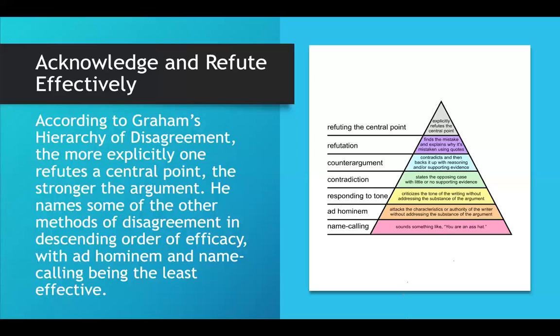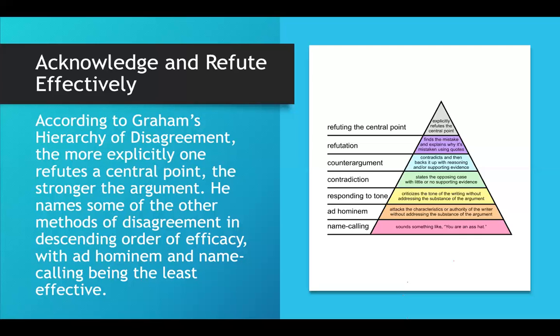And they may have some valid points. So it's important to highlight the points that the opposing side makes that may be valid while also refuting the central point altogether. Then we have responding to tone, which criticizes the tone of the writing without addressing the substance of the argument. So if you are only attacking a counter argument for sounding too angry or sounding too smug, and you're simply attacking its tone, then you're not actually engaging with the argument.